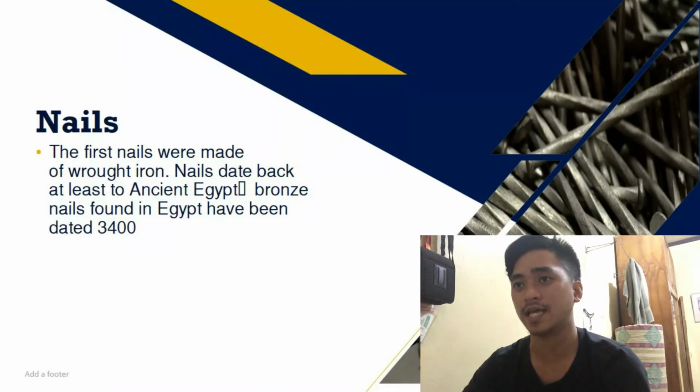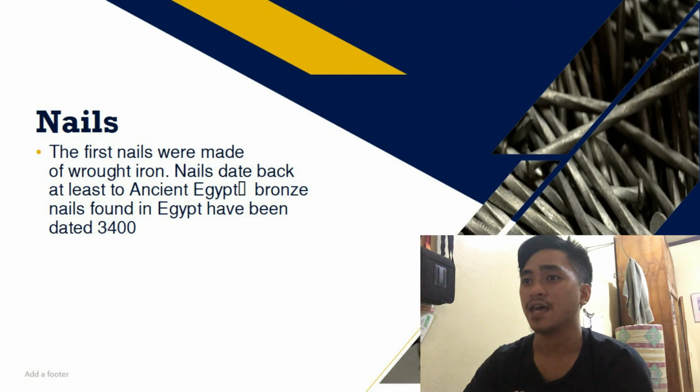Next one is nails. The first nails were made of wrought iron. Nails date back at least to ancient Egypt. Bronze nails found in Egypt have been dated to 3,400 BC.